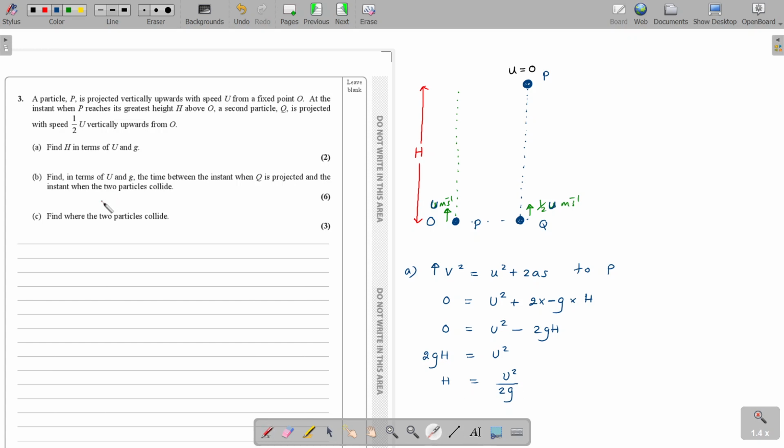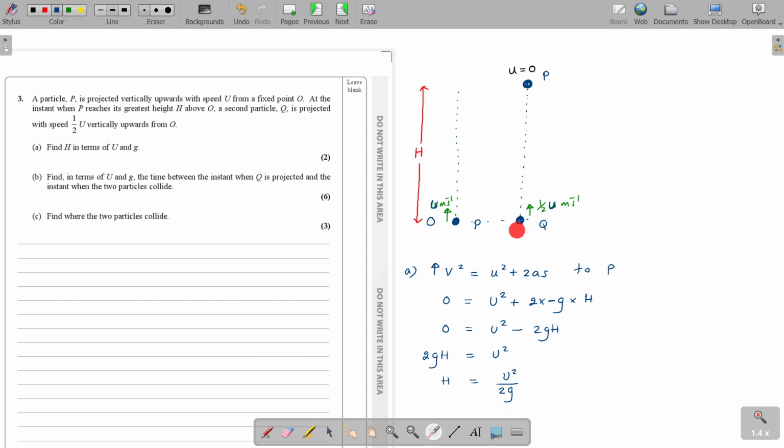Then moving to part B, they say find in terms of capital U and G the time between the instant when Q is projected and the instant when the two particles collide. Okay, 6 marks. You can see this is a major part. Find in terms of capital U and G the time between the instant when Q is projected, so that is at this point, and the instant when the two particles collide. So you have to find the time.